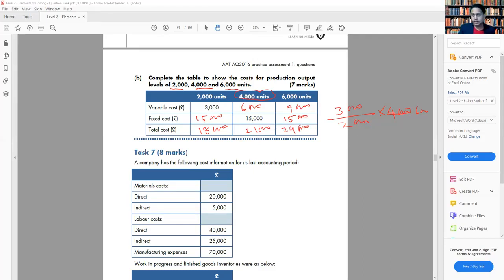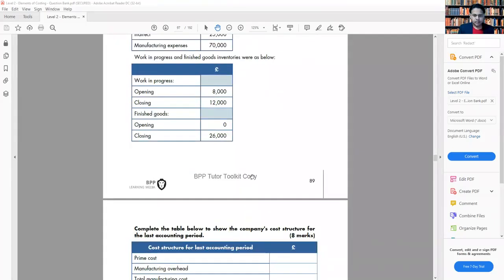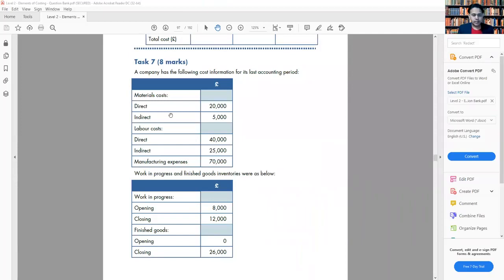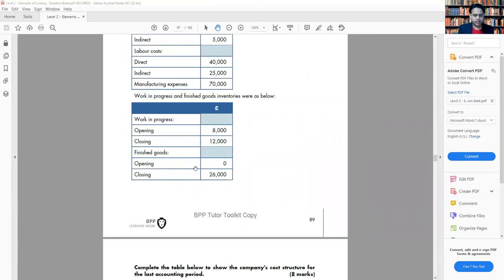All right, so that's interesting. Let's do one more question, maybe task 7. Okay, so we have direct cost, indirect cost, direct labor, indirect labor, manufacturing expense. We have work in progress, opening, closing, and we have a closing finish.